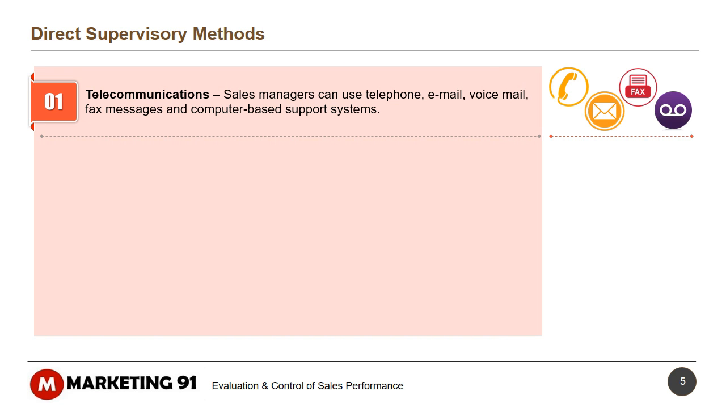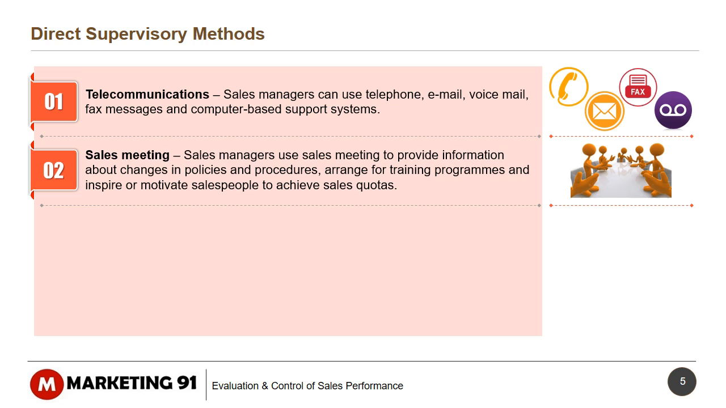Direct supervisory methods. Telecommunications. Sales managers can use telephone, email, voicemail, fax messages, and computer-based support systems. Sales meetings. Sales managers use sales meetings to provide information about changes in policies and procedures, arranging for training programs, and inspire or motivate salespeople to achieve sales quotas.